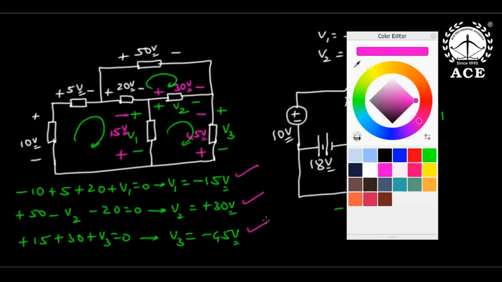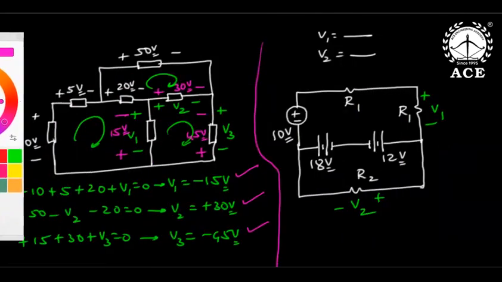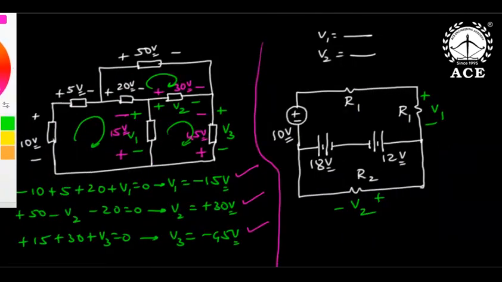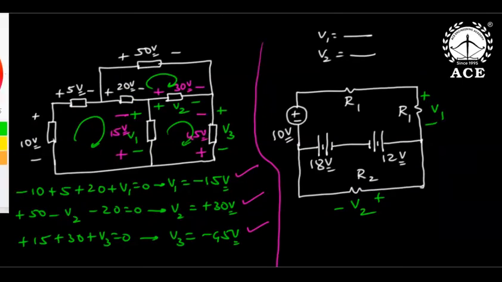A plus answer means the given reference polarity is practical, a minus answer means the actual voltage polarity is opposite to the reference. That is the meaning here: polarity for voltage and direction for current. That you have to remember.